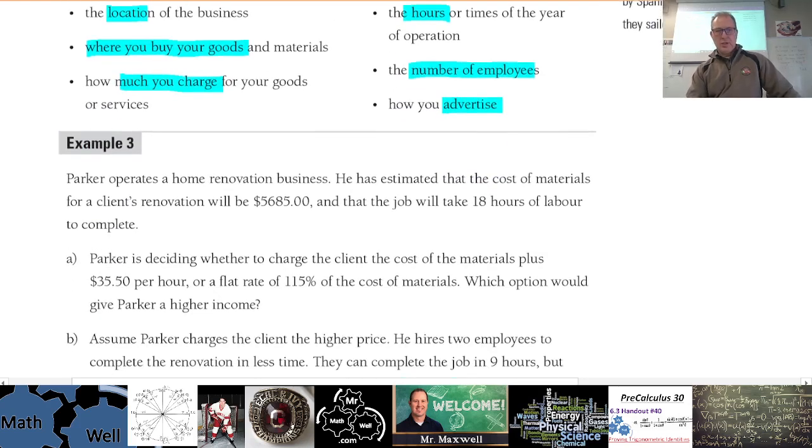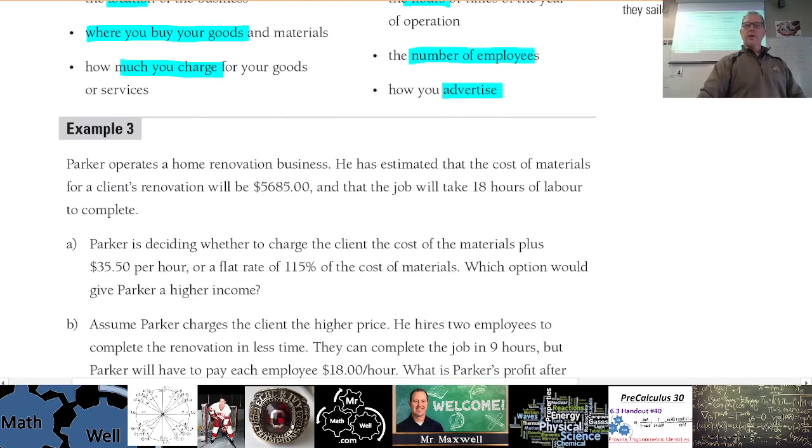So this question here, the example says Parker owns a home renovation business. He's estimated that the cost of materials for clients' renovations will be $5,685, and the job will take 18 hours of labor to complete. Parker's deciding whether to charge the client the cost of the materials plus $35.50 an hour, or a flat rate of 115% the cost of materials, which would give Parker a higher income.